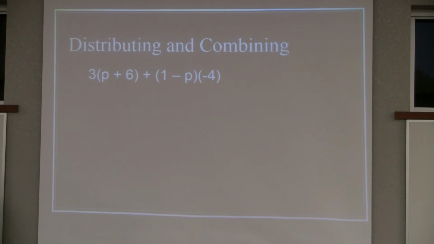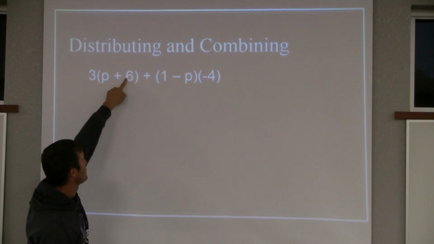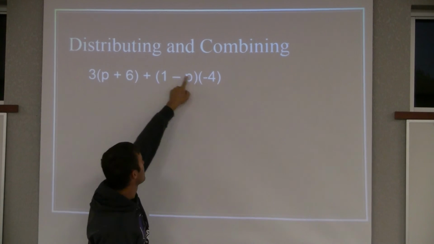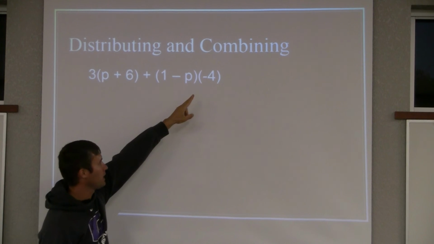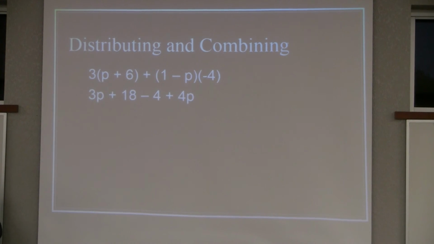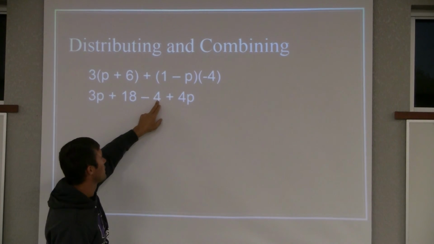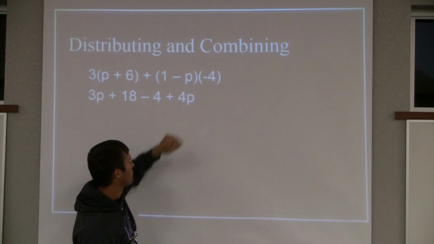So now we're going to finish it up. We're going to distribute and then combine like terms. So we go 3 times p, 3 times 6. Negative 4 times 1, negative 4 times p. I'm multiplying by a negative, so that's going to switch the signs. So 3 times p is 3p, 3 times 6 is 18. Negative 4 times 1 is negative 4. Negative 4 switches the sign of this p to 4p.